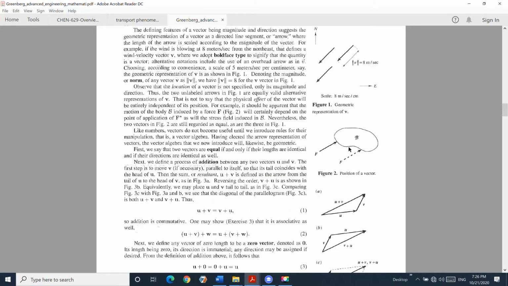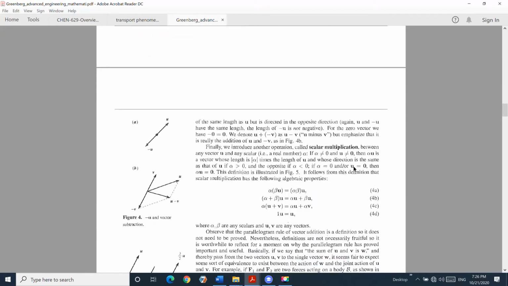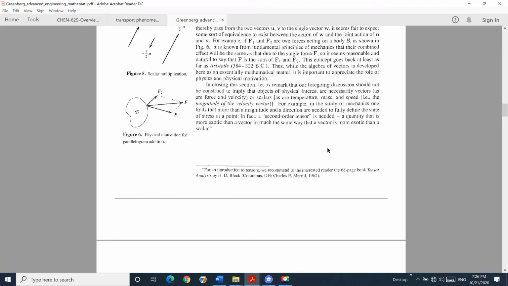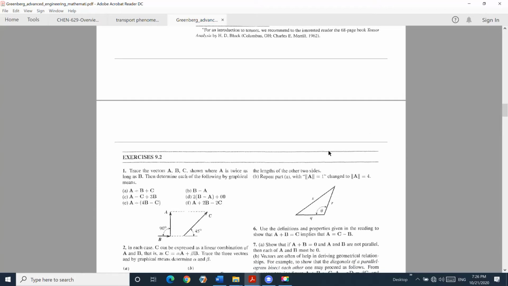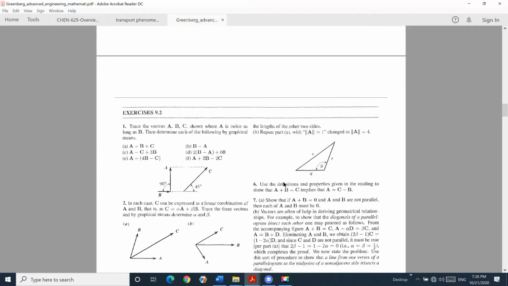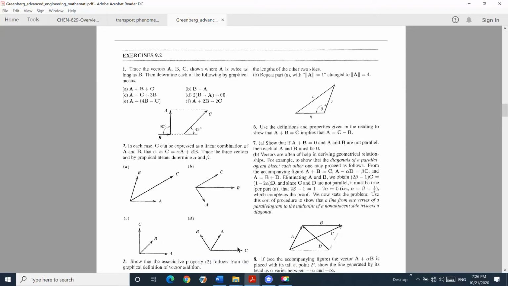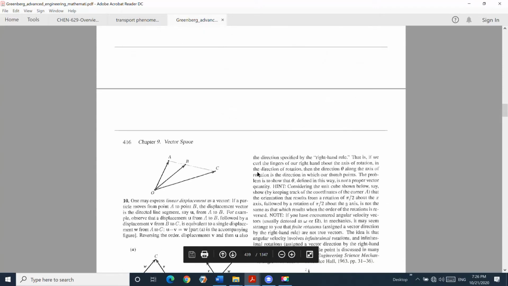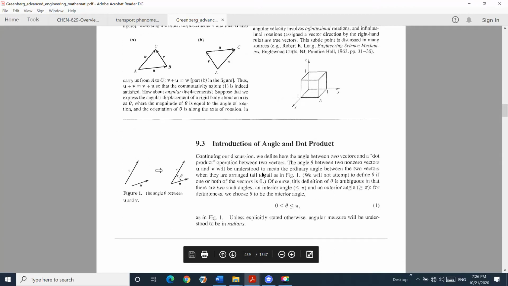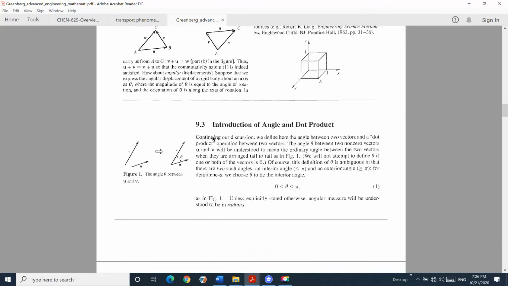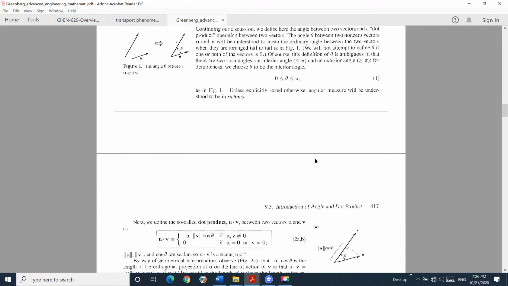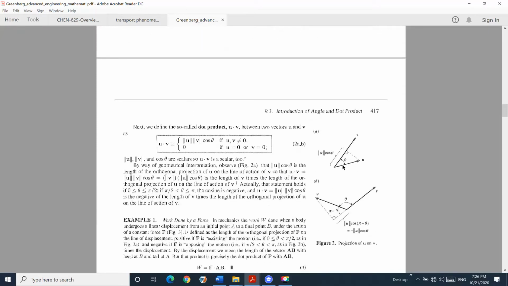So the geometrical representation of any vector and properties of vectors: summation of vectors, multiplication, scalar multiplication, and so on. It gives you some basic introduction in sections 9.1 and 9.2. In section 9.3 it gives an introduction to the angle and the dot product. Basically between two vectors, let's say u and v.